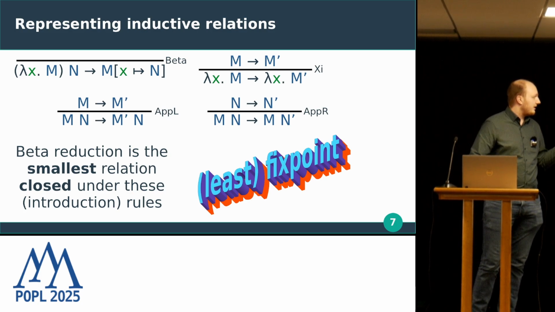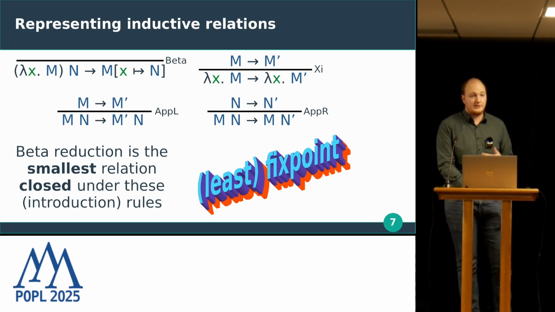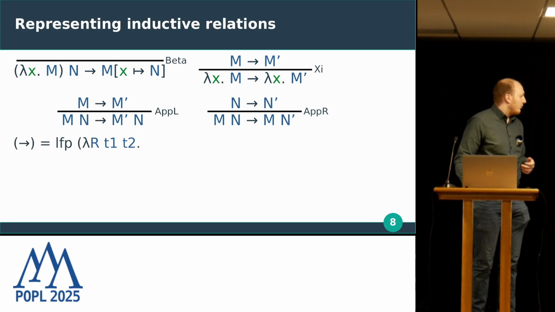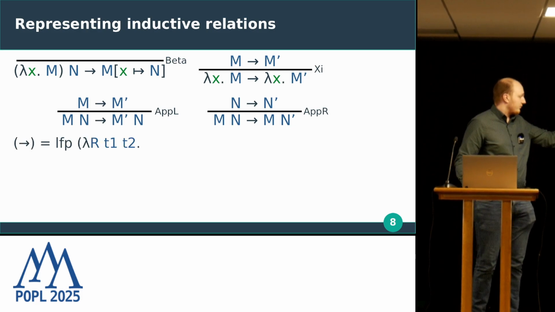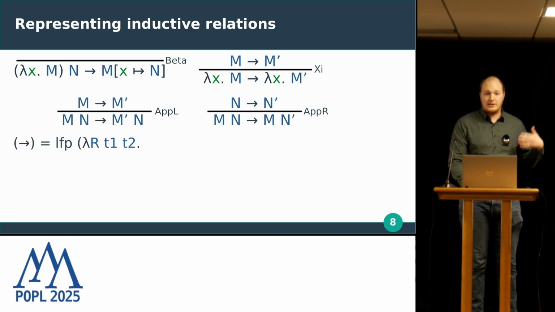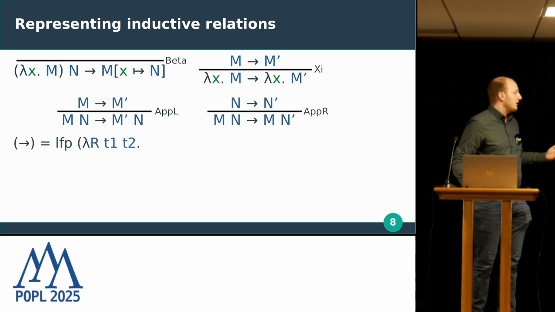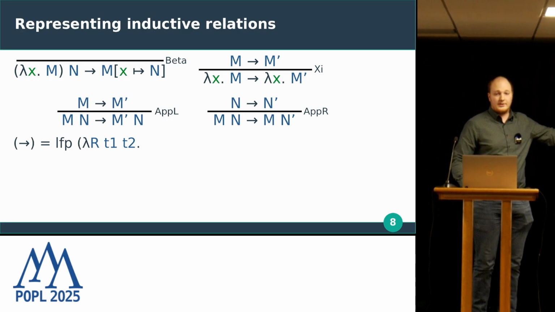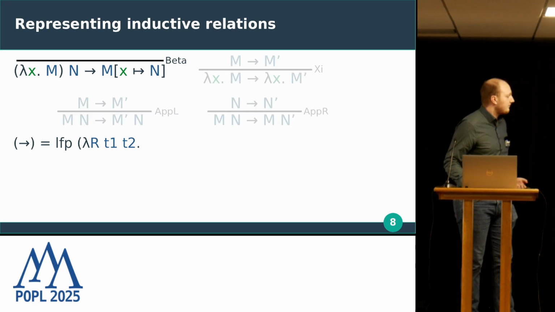We represent inductive relations as fixed points of some operator. So how do we find this operator? Well, we want a fixed point which will be a relation. So the first argument will be the relation we define in the fixed point. And in this case, our relation has two arguments, the left and the right-hand side of our stepping relation.